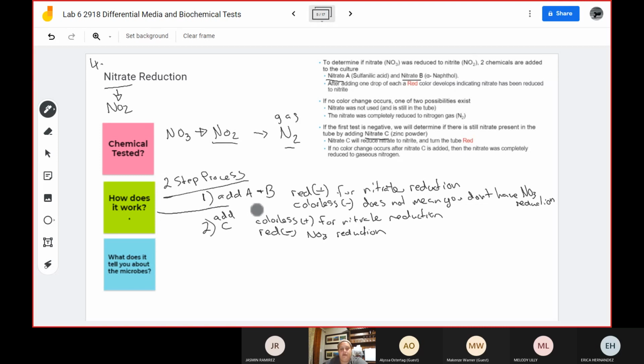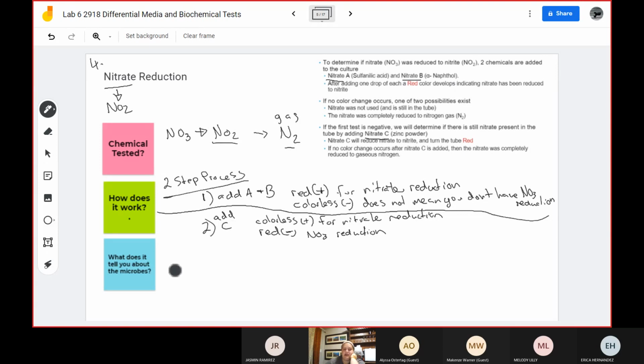So let's separate these two steps here. In the first step, if it turns red, you don't have to continue because you already know that your microbe is performing nitrate reduction. If in step 1 you have a colorless solution, you do need to go to step 2 to double check if it is occurring, or if it is just occurring so efficiently that you're not able to detect it in step 1.